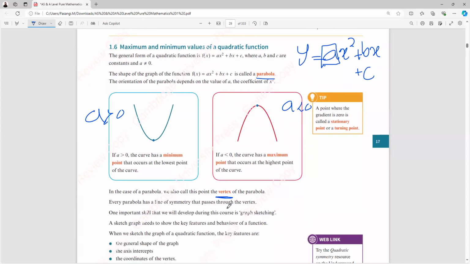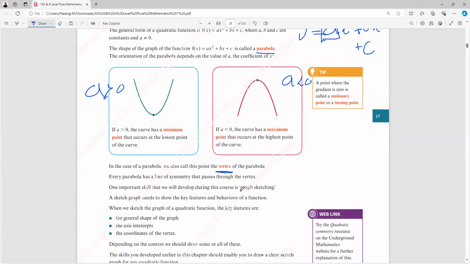How are we going to sketch this graph normally? First, we need to identify the ideal shape, whether it's a U-shaped one or a V-shaped one. After that, identify whether we have x-intercepts or y-intercepts. The x-intercepts are the roots of that equation. For the y-intercept, you have to make the x value 0. Is it clear?